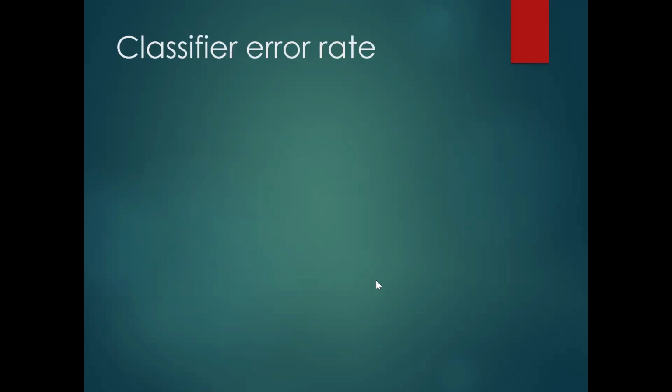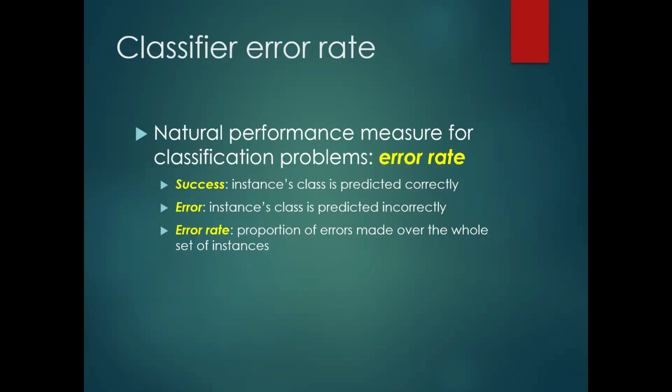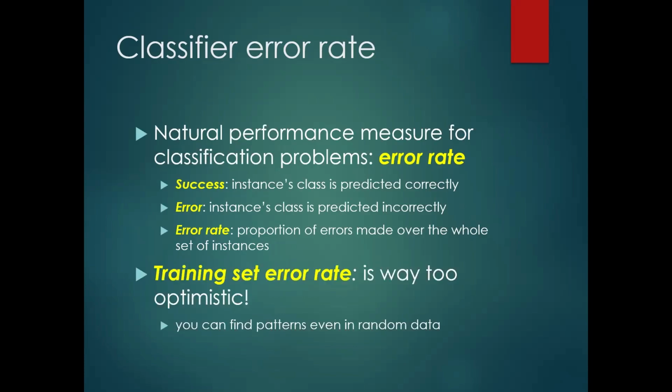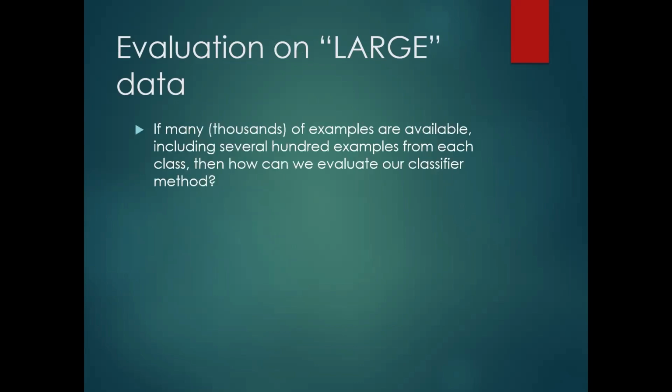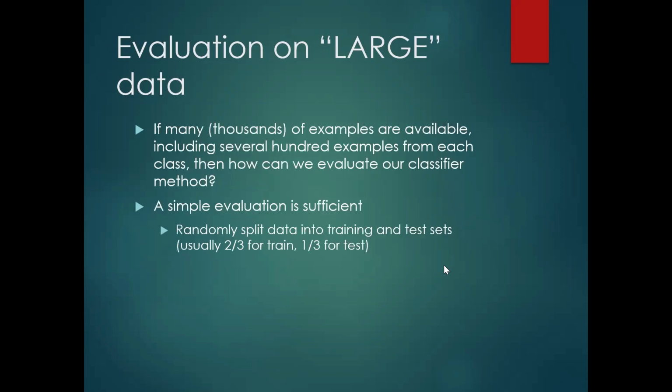Classification accuracy, or we can say error rate, is one way to measure this. But remember, you should not use training set accuracy. So let's discuss how we can make use of this. Now, if you have enough data, we can say large data, then we can simply divide the data into training and testing. So ideally, if you have a large data set, we can divide our data set into training and testing. So usually you can say, okay, 2/3 of the data for training and 1/3 for testing.